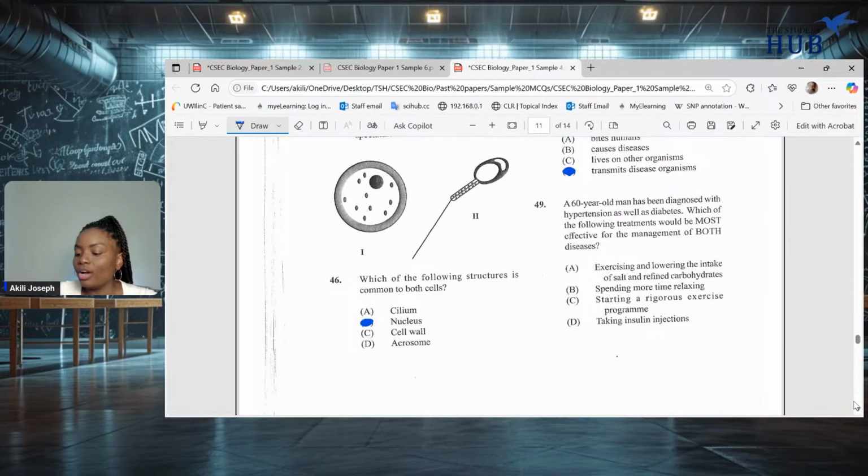49. A 60-year-old man has been diagnosed with hypertension as well as diabetes. Which of the following treatments will be most effective for the management of both diseases? Would it be exercising and lowering the intake of salt and refined carbs, spending more time relaxing, starting a rigorous exercise program, or taking insulin injections? It's going to be A. For most of your lifestyle diseases, it's going to be diet and exercise you want to go for.